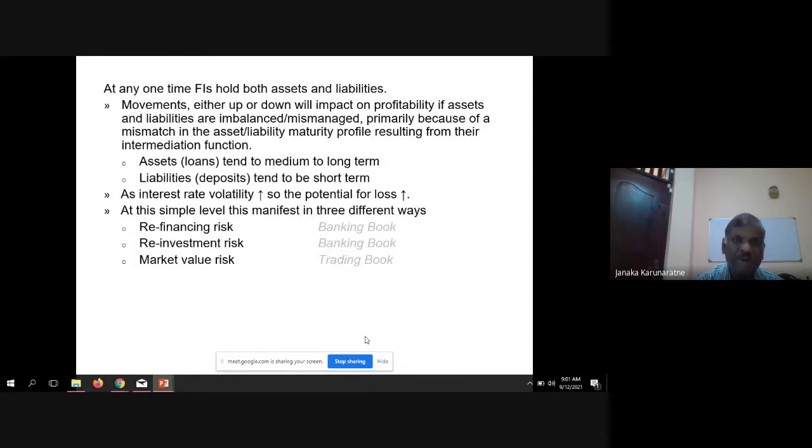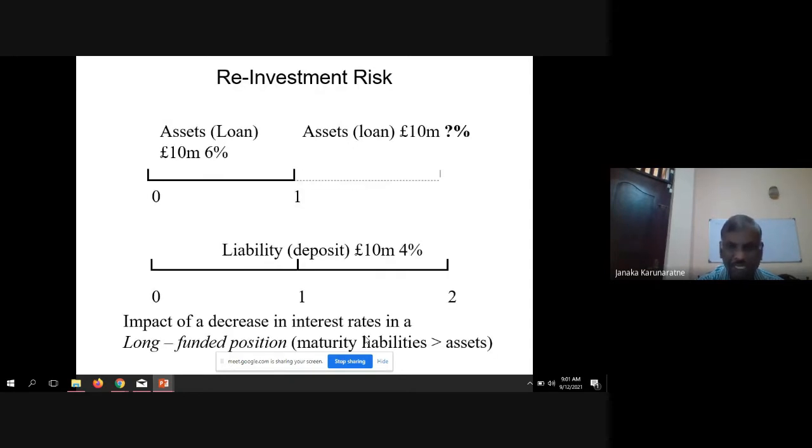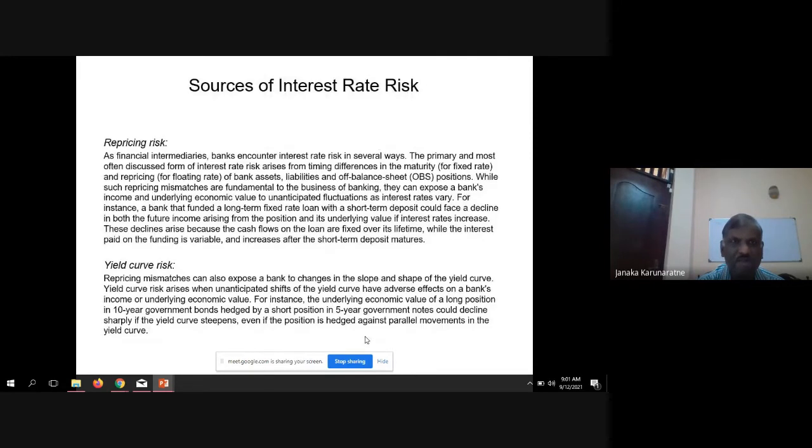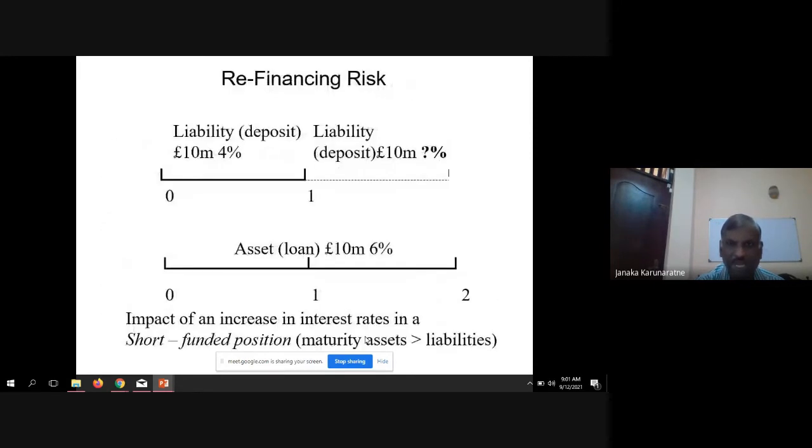Then we explained how the interest rate would affect all the different components of interest rate risk, such as refinancing risk, reinvestment risk, and market value risk. The refinancing risk and reinvestment risk arise from the banking book. Market value risk arises from the trading book. And a couple of examples. So I think that's where we stopped.